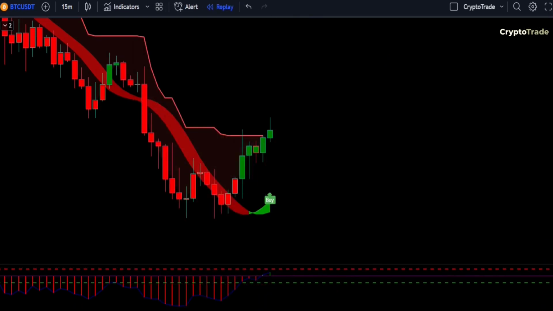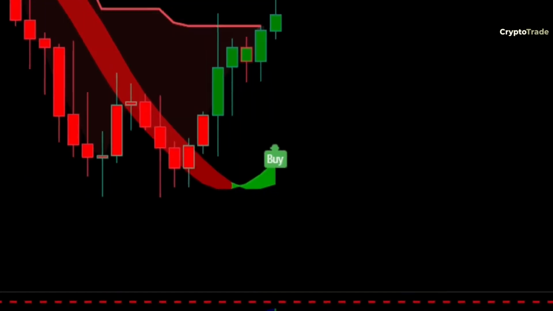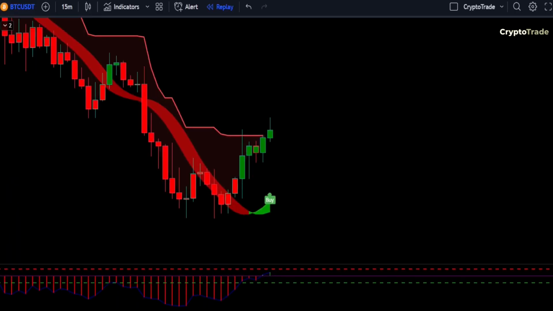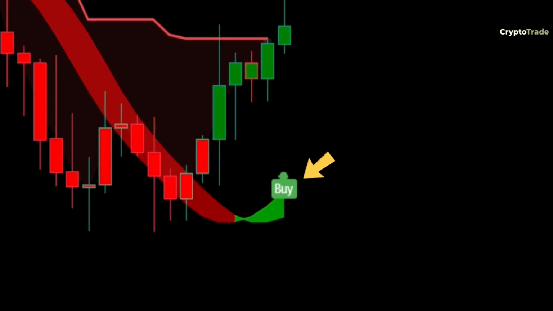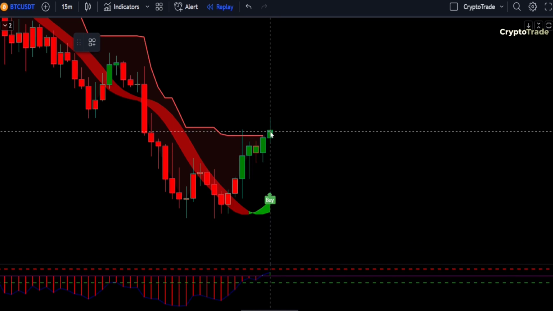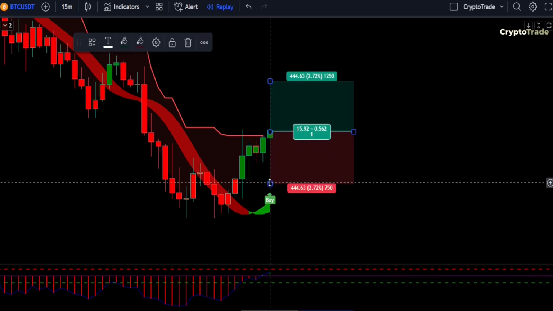For a buy order, whole suite indicator must be green. RSI HISTOALERT indicator must be green and above the red dotted line. Wait for a buy signal from SUPERTREND indicator. If these conditions are met, place a buy order at the closing of the green candle.